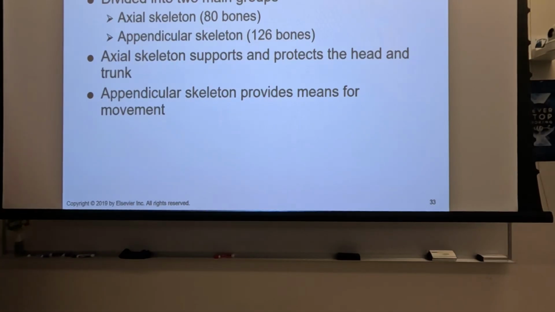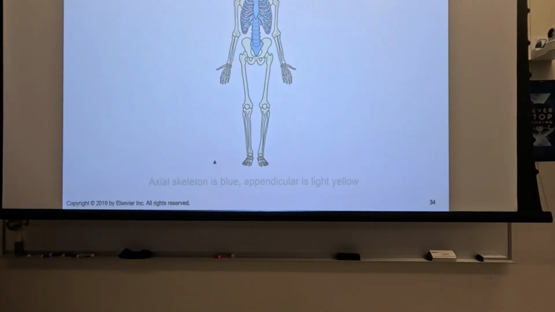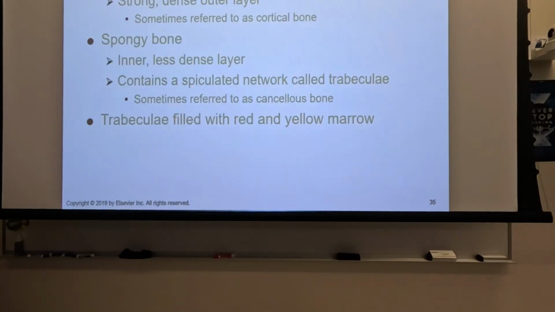So divided into two sections, again, the axial skeleton is 80. We have 80 bones, and the appendicular skeleton is 126. So the axial skeleton is what's at midline, and then the appendicular skeleton, you know, your appendages, so your fingers, your hands, and so forth. So that would be your axial, exactly.